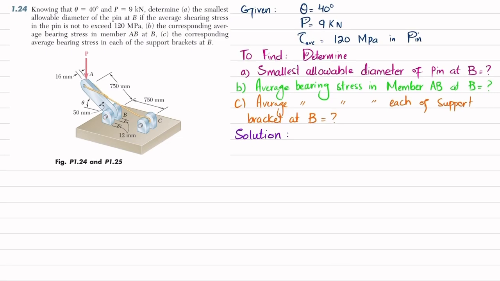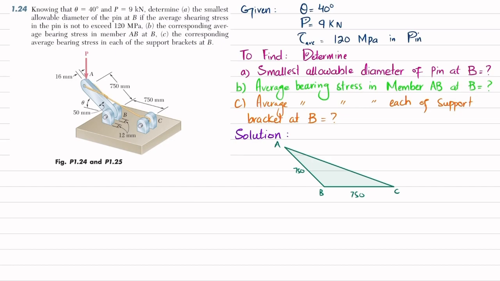From this diagram we can see that the distance AB is given as 750 and this distance is also 750. So there will be an isosceles triangle. Let's draw it first. The distance between B and C is given. So this is point B, this is C, and this distance is 750. A and B is also 750. This is point A. So we form an isosceles triangle ABC.